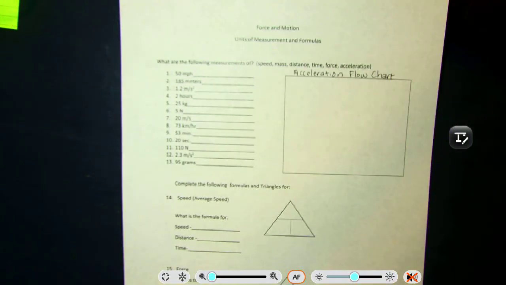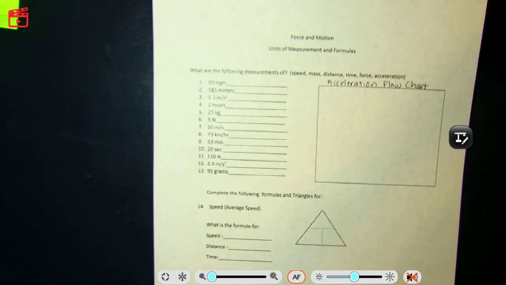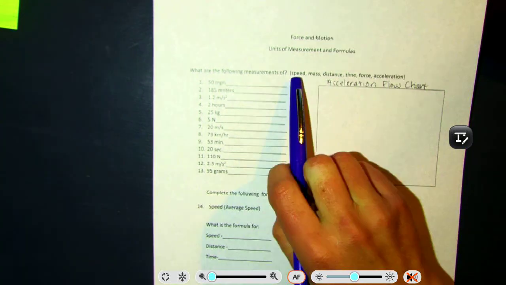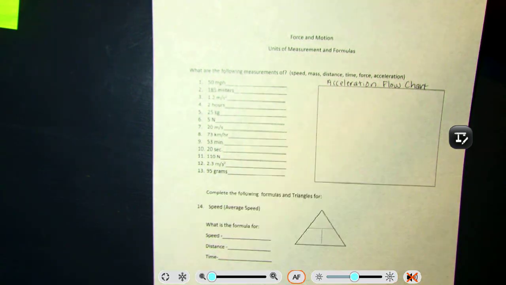All right, on this one, you are looking for the measurements, units of measurement. So if I have miles per hour, that's miles over hour, right? That's going to be speed. So it gives you the things that you will be using up there. So since that's speed, you'll just write speed there.